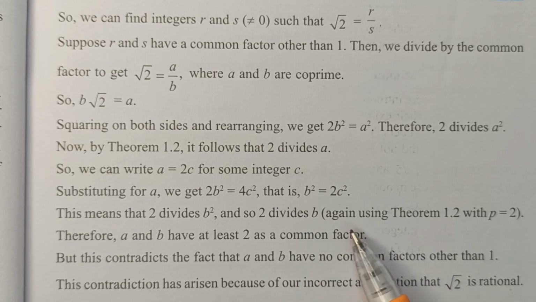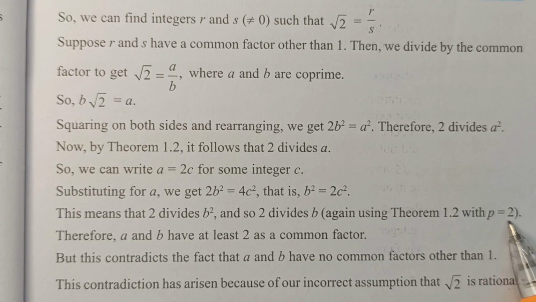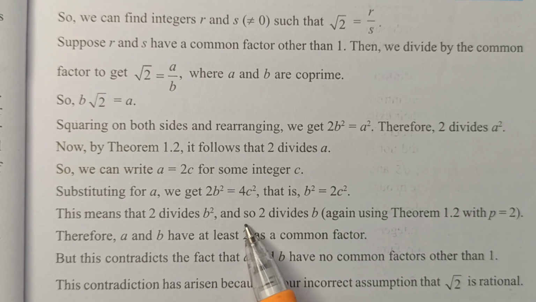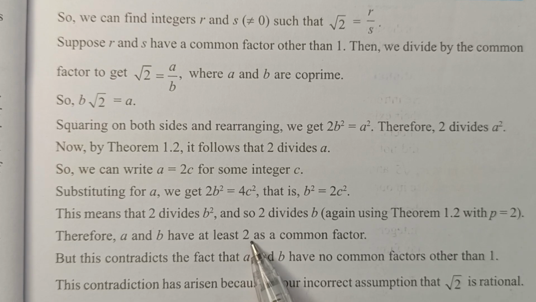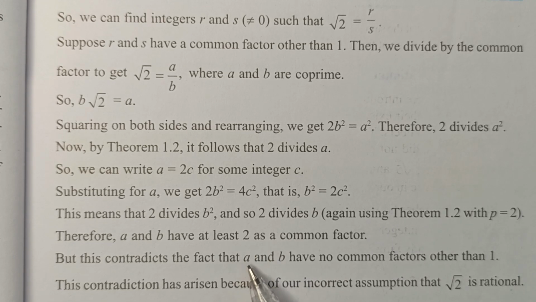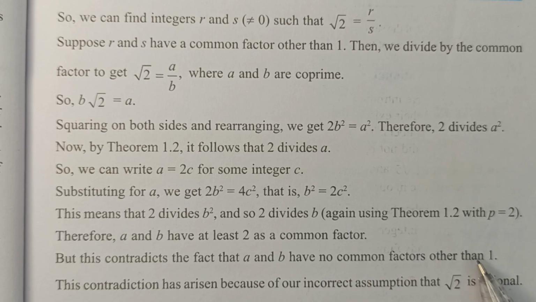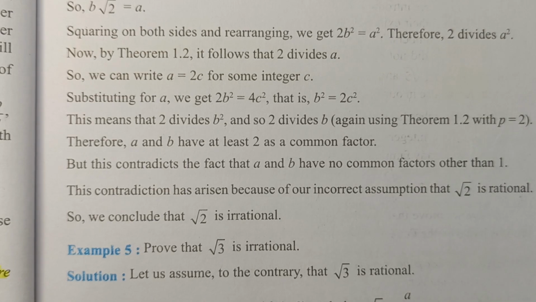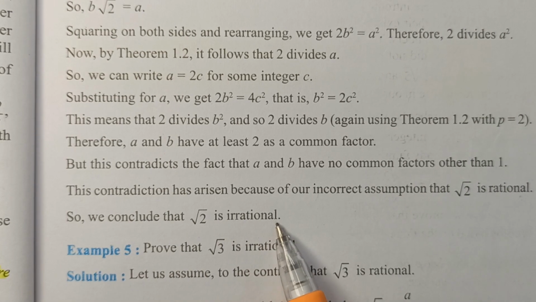Again using theorem 1.2, p equal to 2. So a and b have at least 2 as a common factor. This contradicts the fact that a and b are co-prime numbers, right? So this contradicts the fact that a and b have no common factors other than 1. This contradiction has arisen because of our incorrect assumption that root 2 is rational. So we conclude that root 2 is irrational.